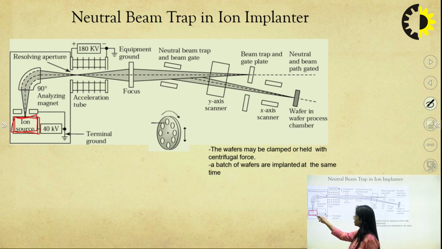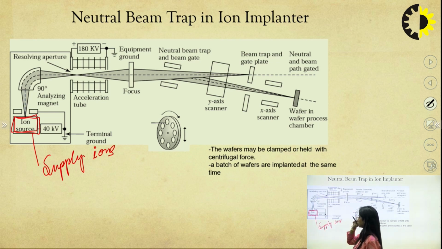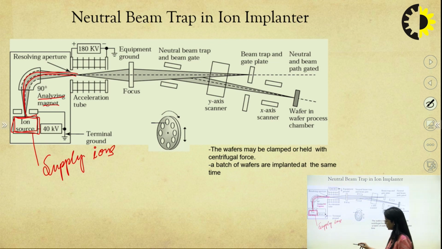This ion source will supply ions. Now once these ions are created, they are having an analyzing magnet which will route them for 90 degrees. They are created and then routed. So this is nothing but a 90-degree shift.